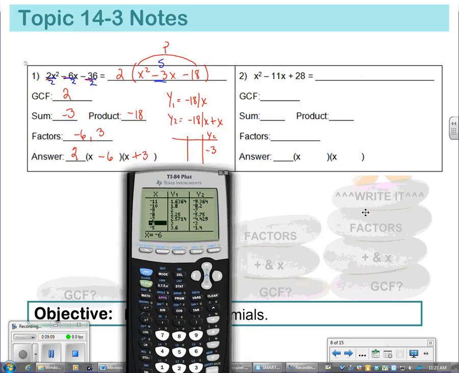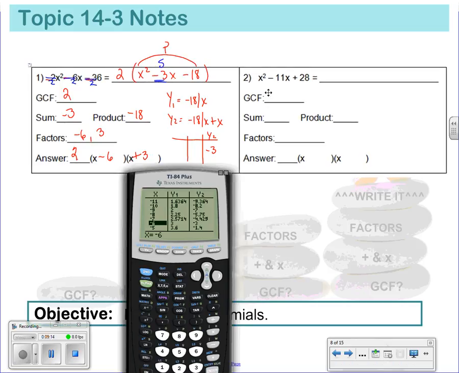Look at our next one. Notice there is no number in front of the x squared, so the GCF is none. The sum is going to come from the number in front of the x. So there's my sum, it's a negative 11. The product, multiply the first and the last, that gives us 28.